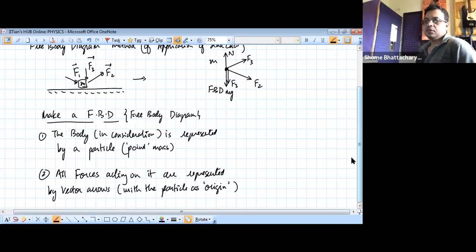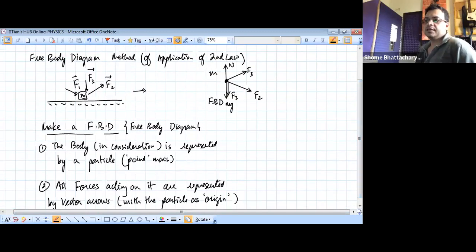Okay. So nothing else is shown in the free body diagram. Like it's lying on a surface, we'll not draw the surface over here. Instead, we'll show the normal reaction that the surface is applying. And we'll make sure that all the forces which are acting on the body are shown in the diagram. So this one is F1. But the forces are shown in the same order as the actual situation. This is that. So that's it.